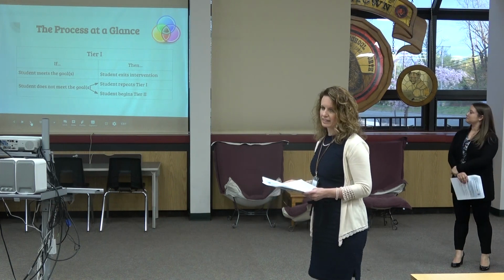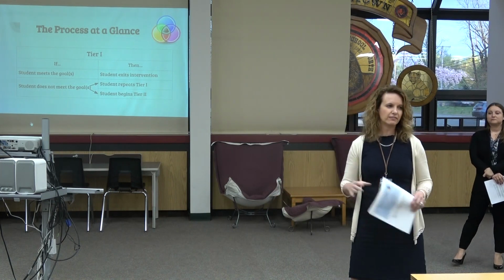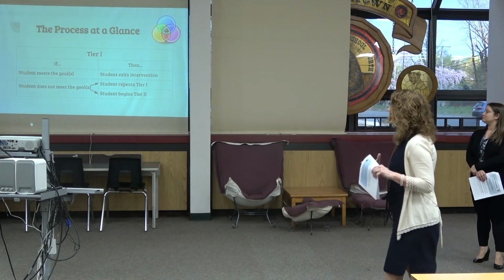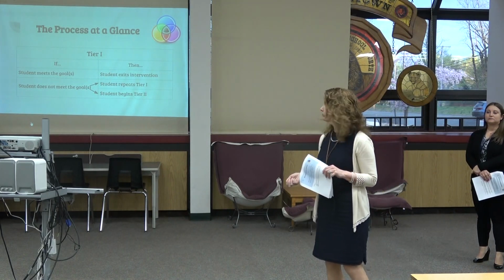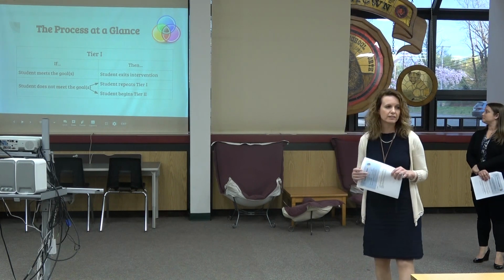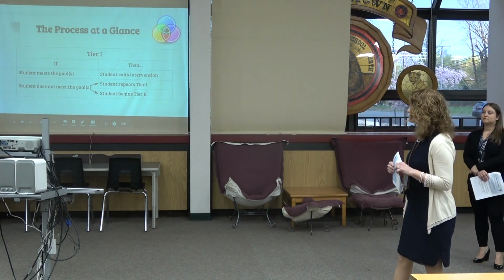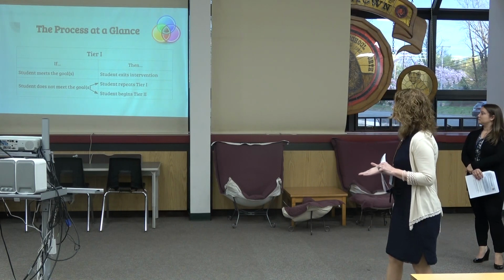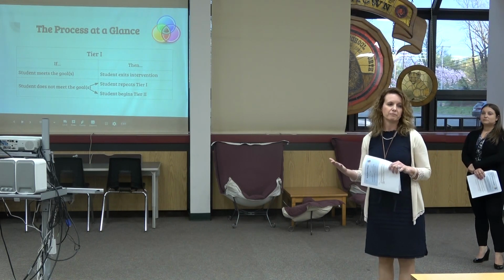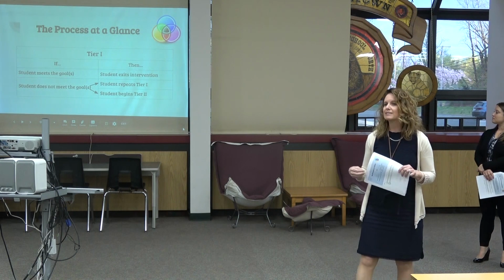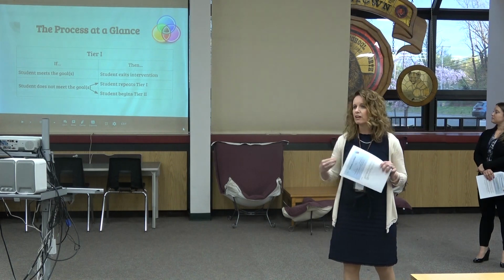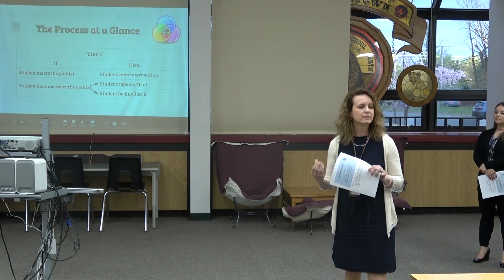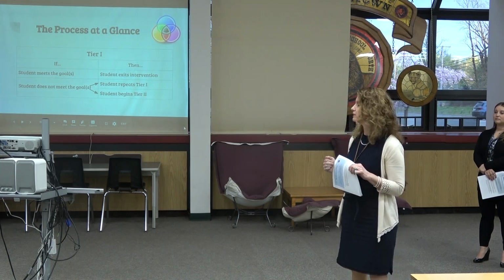So the process at a glance, and we set this up sort of as an if-then. If a student is in tier 1, if that student meets the goal, then the student will exit the intervention. If a student is in tier 1 and does not meet the goal, a couple of things could happen. The student might repeat tier 1. Sometimes the student just needs a little bit more time with the goal, and if they're making that progress, we just want to give it a little bit more time. That's one option for a student who does not meet the goal.